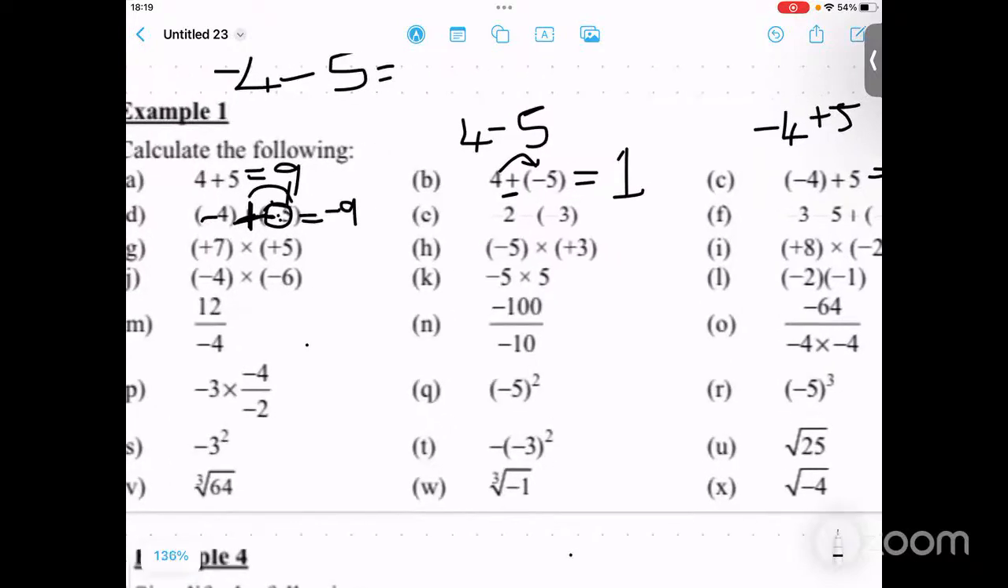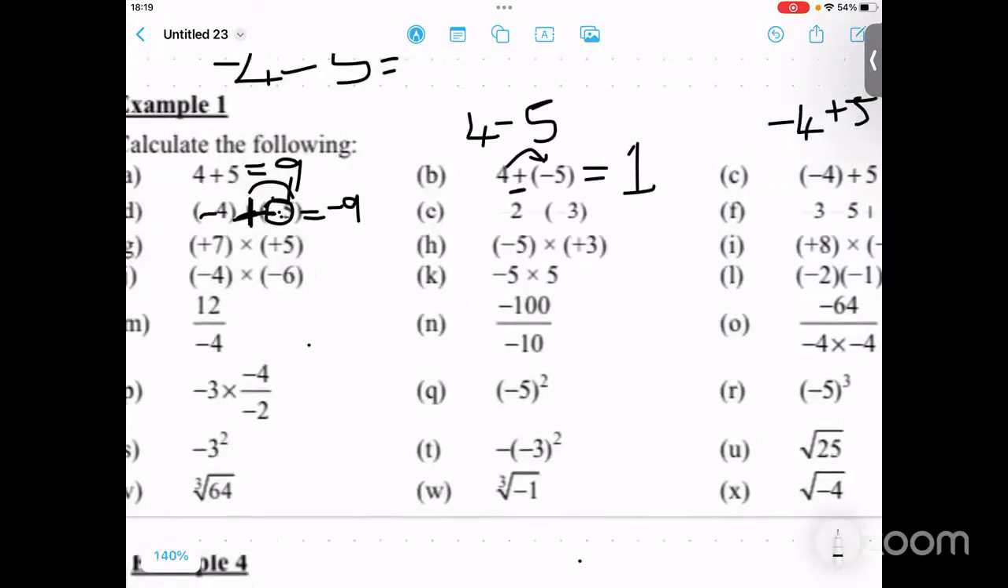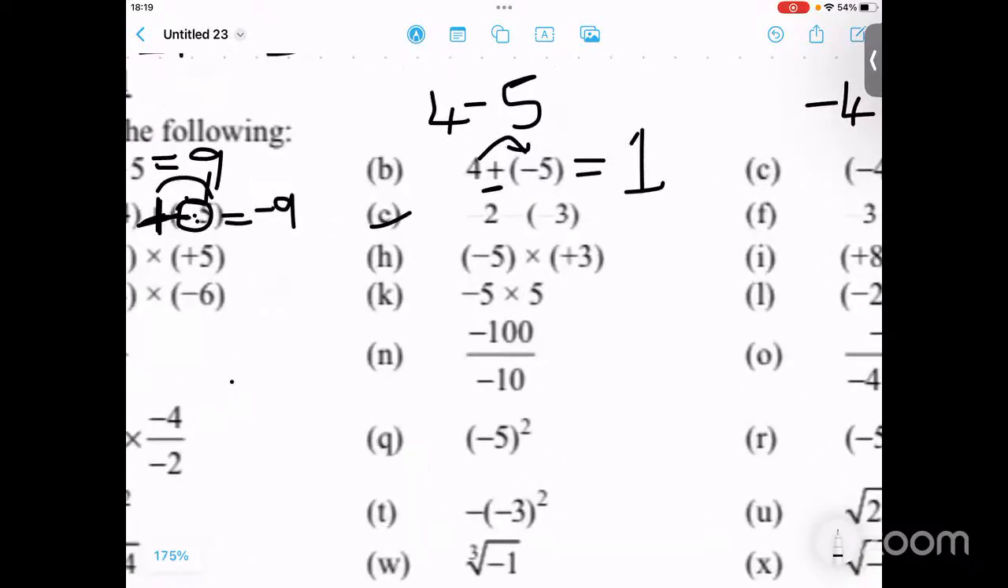Perfect. And let's go to this next one. We are having minus 2 minus, in brackets, minus 3. And let's see, what is it going to be? How are we going to work this one out?